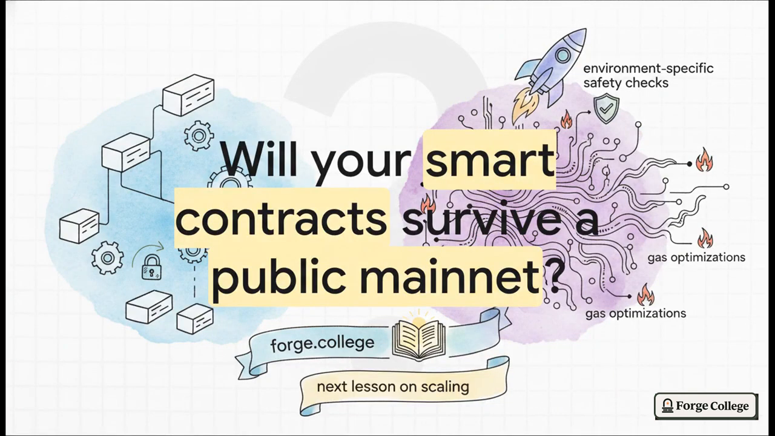So, your interfaces are clean, your refund path is secure, and your logic is beautifully isolated. But will your smart contracts actually survive the wild west of a public mainnet? Moving from a safe, local test environment to a live network introduces terrifying gas optimizations, complex orchestration, and some seriously tricky environment-specific traps. But hey, that's for next time.